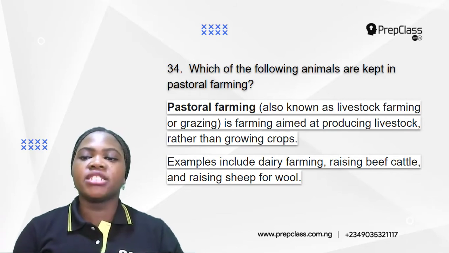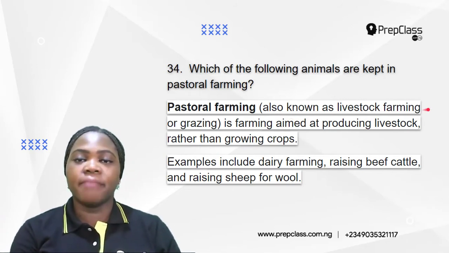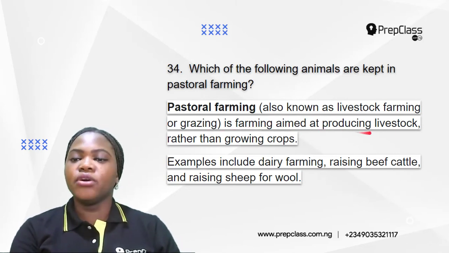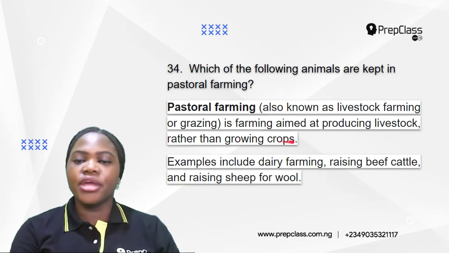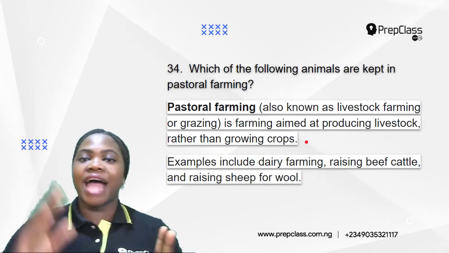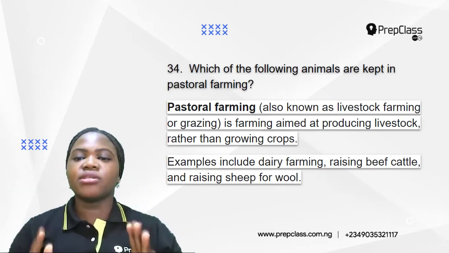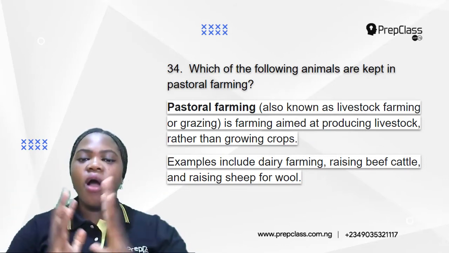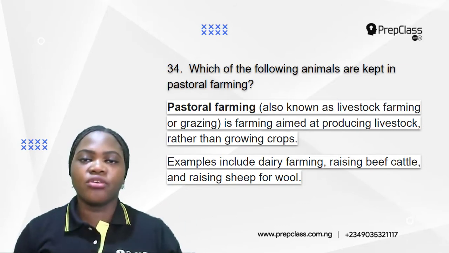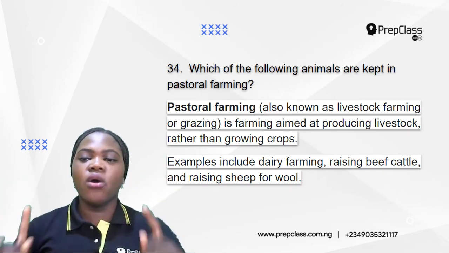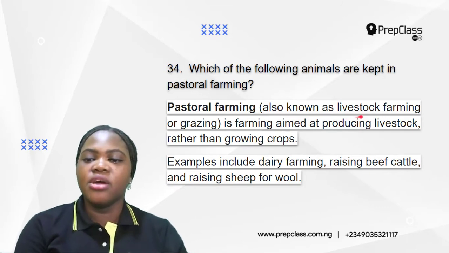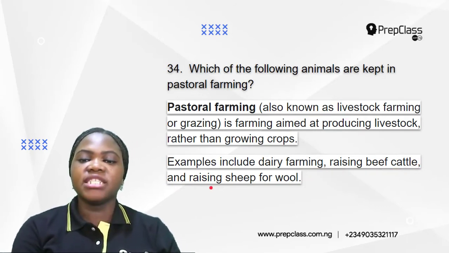So pastoral farming is also known as livestock farming or grazing. It is a farming method aimed at producing livestock rather than growing crops. Remember, agriculture is crop production and rearing of animals. But pastoral farming is aimed at only producing livestock. Pastoral farming is not about growing crops. It is aimed at only producing livestock. So examples include dairy farming, raising beef cattle, and raising sheep for wool.